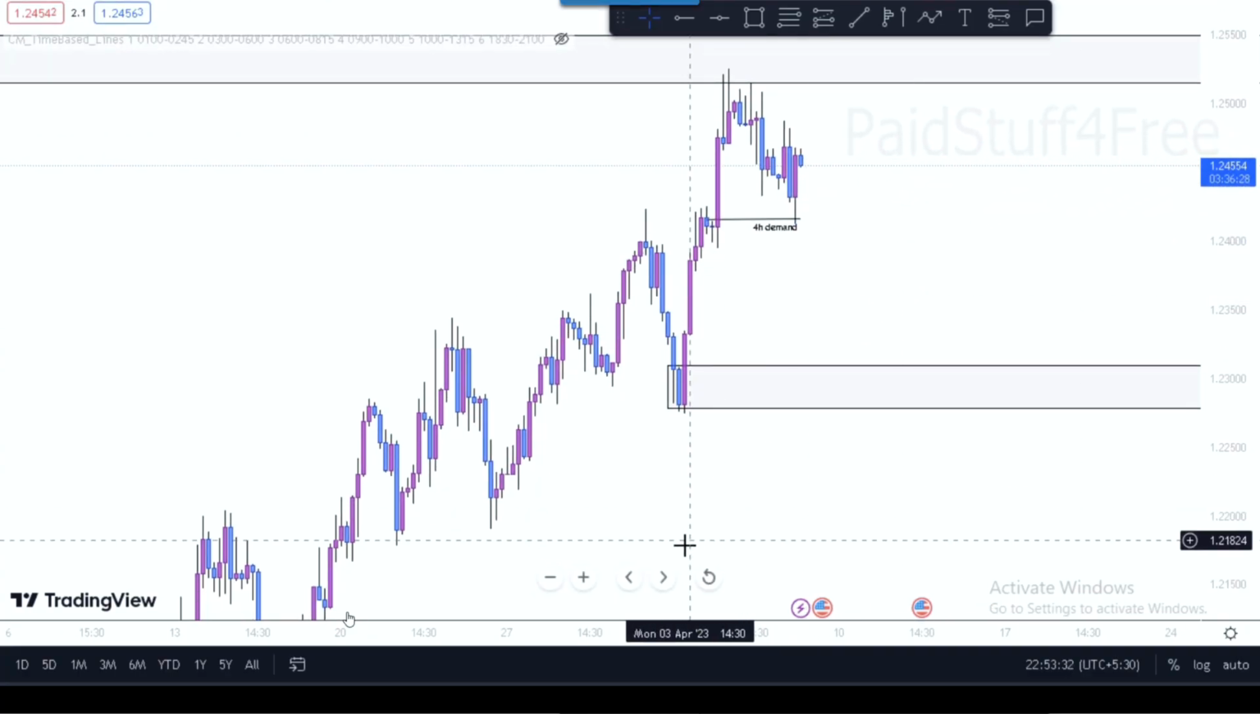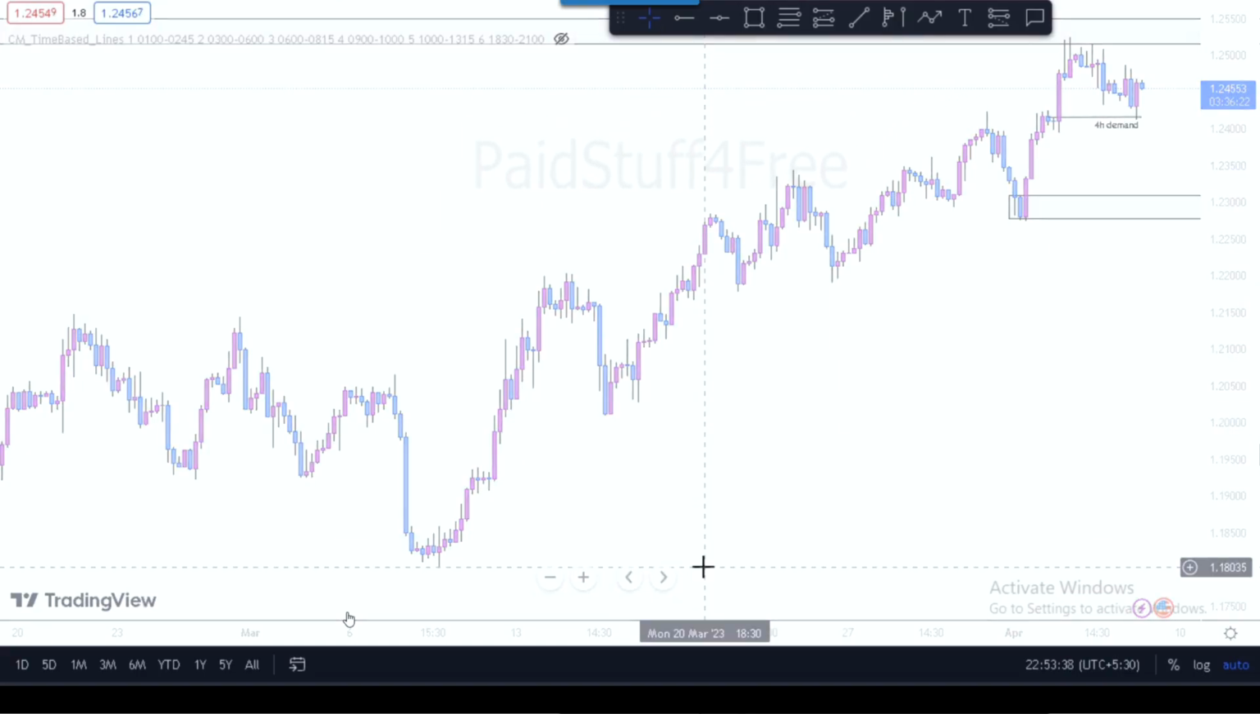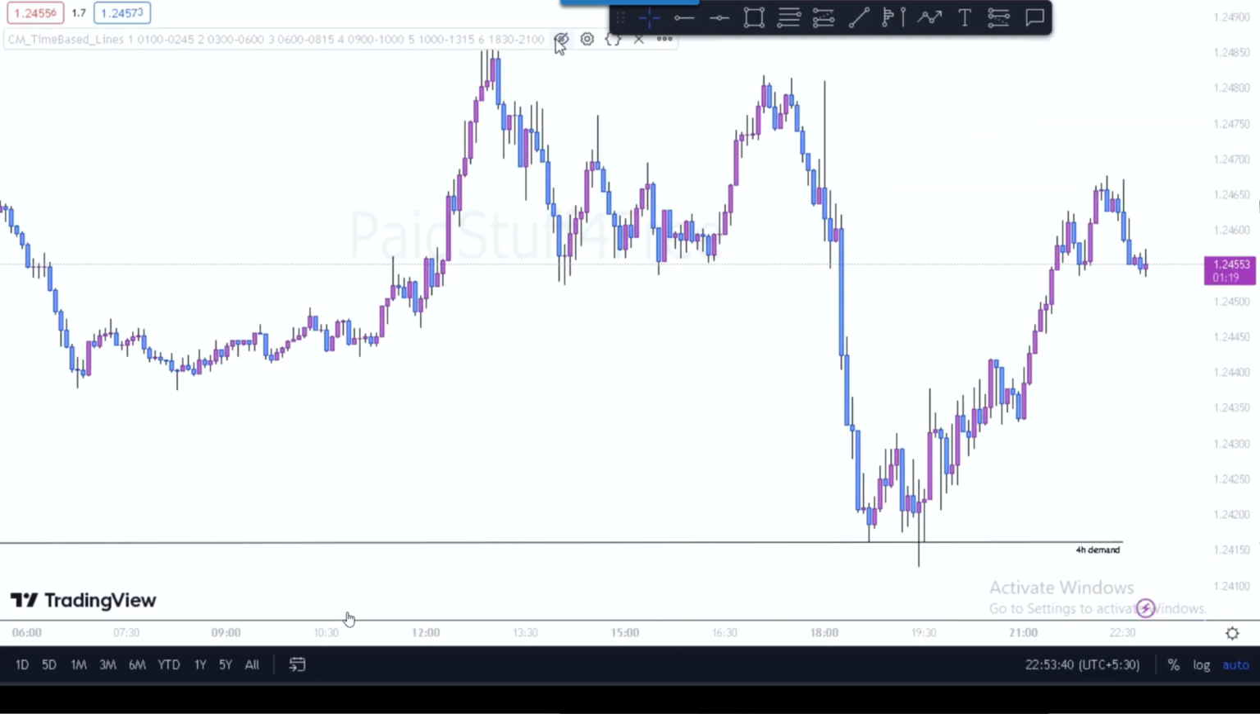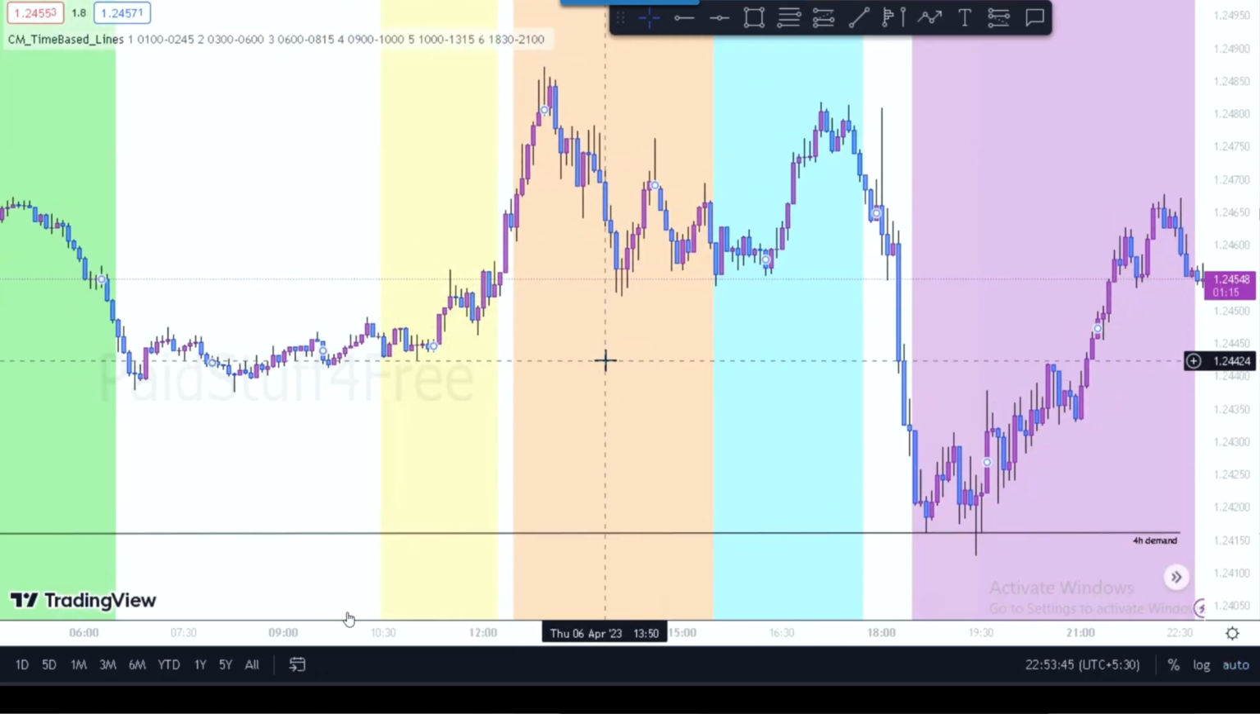So now we will go on our M5 time frame to mark our highs and lows from previous 2 days. So now we are trading on Thursday. We will mark our highs and lows from Wednesday and Tuesday.